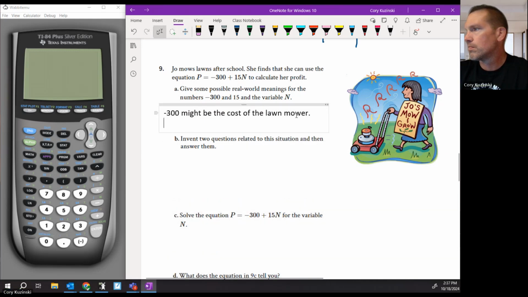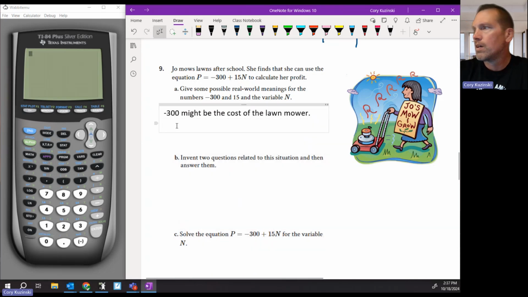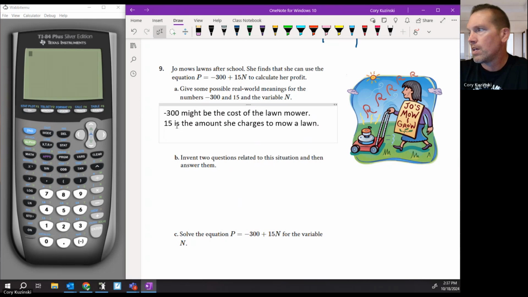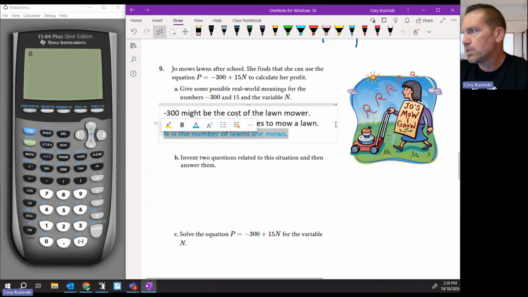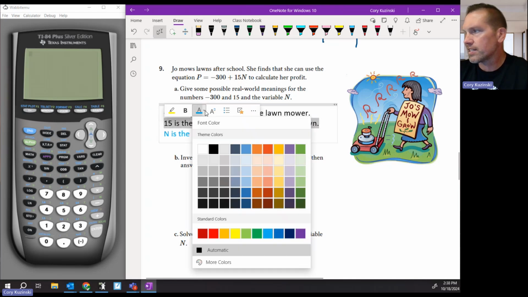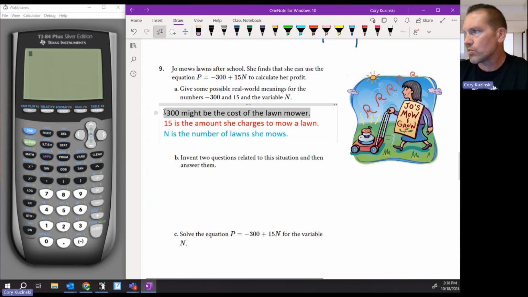Let's see what else. 15 is the amount she charges to mow a lawn. And n is the number of lawns she mows. That's our independent variable, so I'm going to do that in blue. I'm going to do this in red because it's our constant rate of change. And I'm going to do that in green because it is our starting amount.